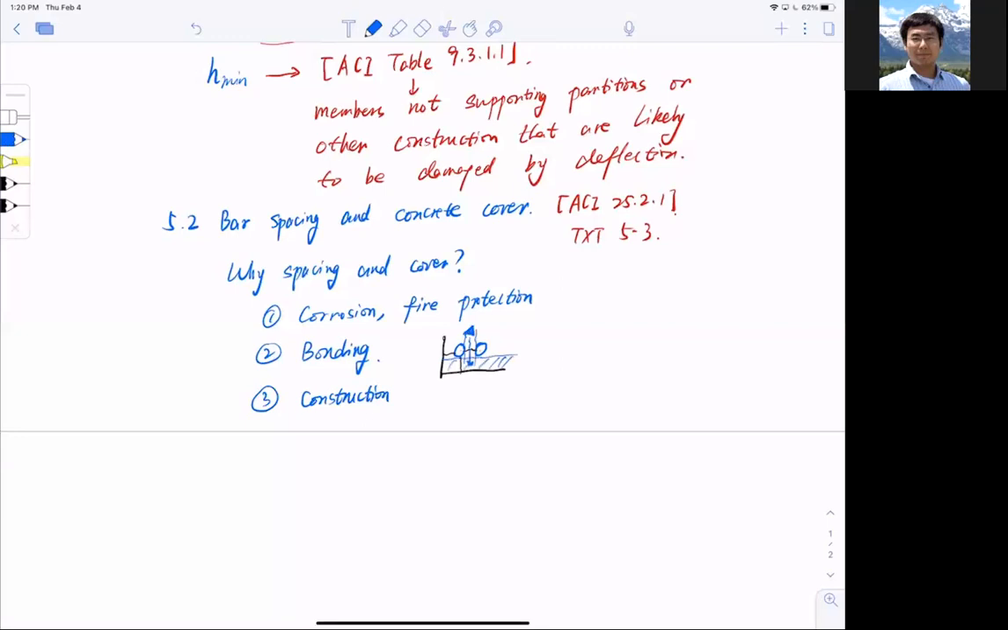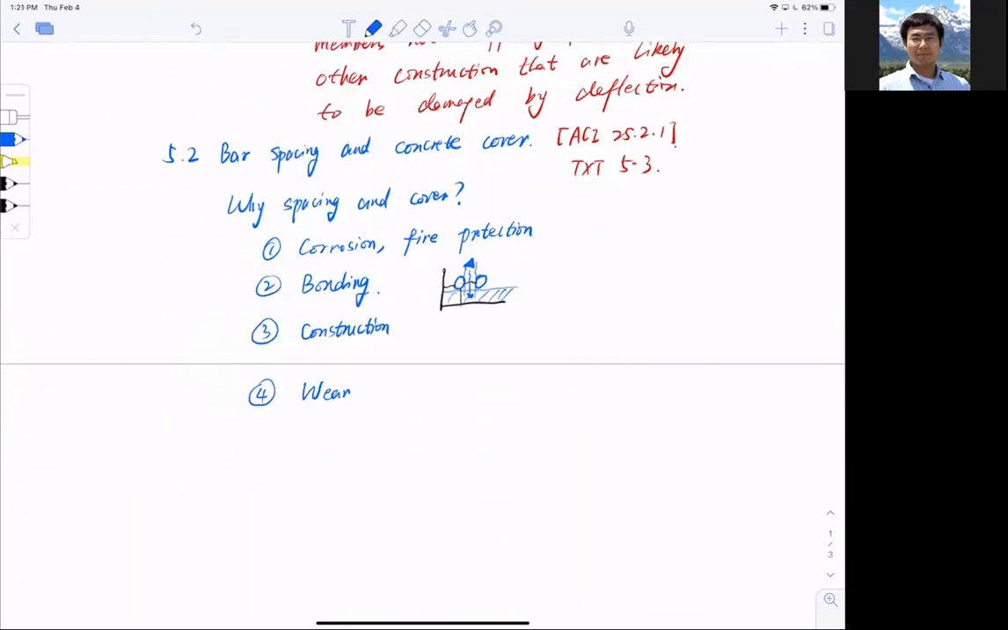Okay, and last but not least is wear and tear. If you go underneath concrete bridges, you see a lot of spalling, right? Partially due to the corrosion, partially due to the erosion and shrinkage on the surface. So you need to have concrete cover to preserve your bars. Okay, now these are the reasons why we need to provide concrete cover and bar spacing.